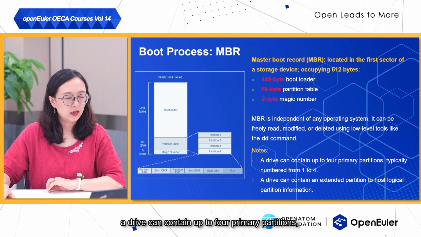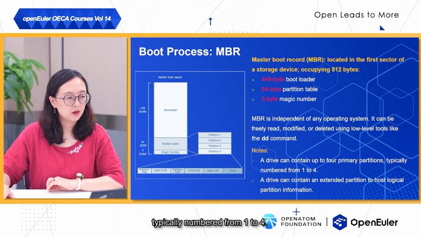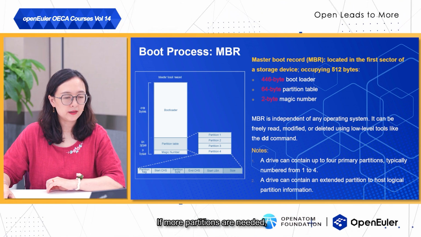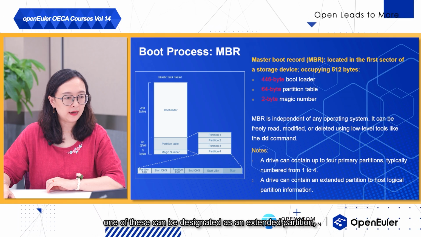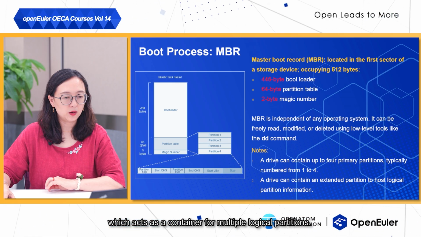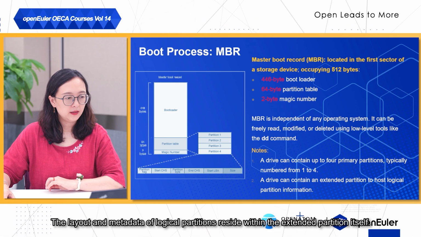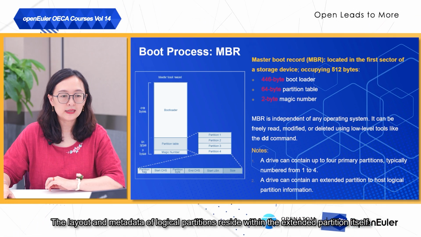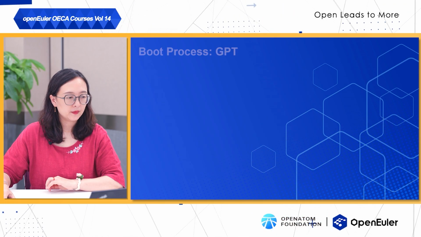Regarding partitioning, a drive can contain up to 4 primary partitions, typically numbered from 1 to 4. If more partitions are needed, one of these can be designated as an extended partition, which acts as a container for multiple logical partitions. The layout and metadata of logical partitions reside within the extended partition itself.